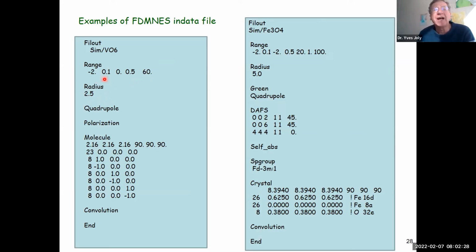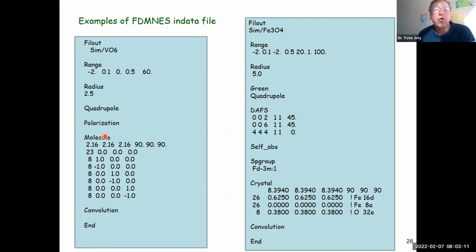Then you remember that we had to define a radius, and we consider only the atoms inside this radius. In that case, it's a little molecule, so we just need a radius bigger than the molecule. Then different keywords. This one is optional: if you don't have the quadrupole keyword, we calculate only the dipole, which is the main contribution. This one is also optional, if you want to consider different polarizations along the different directions of the incoming field.